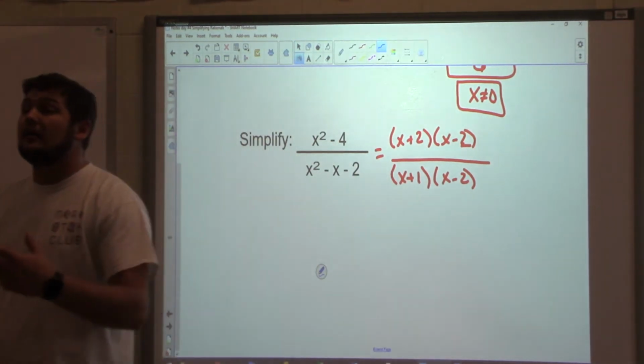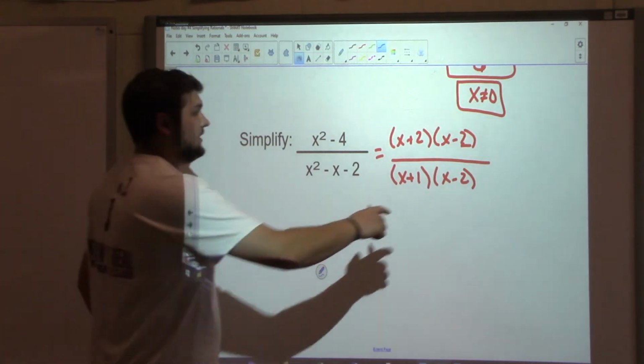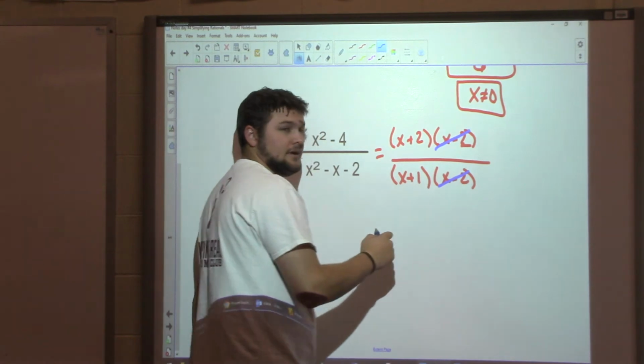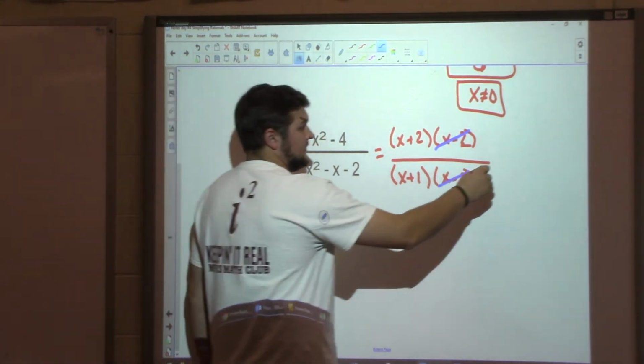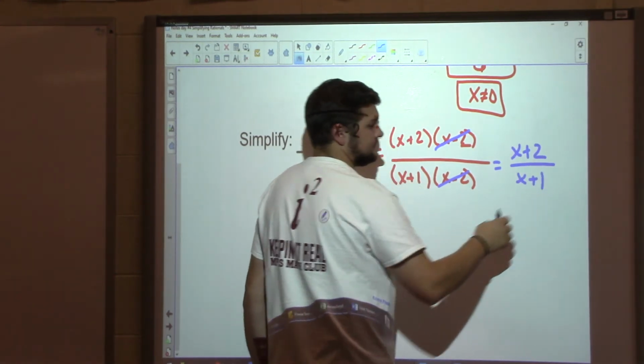Now is when we can start simplifying. We need those whole terms to be able to simplify them. Like I have x minus 2 on top and bottom, and I can simplify them. It leaves me with x plus 2 over x plus 1.